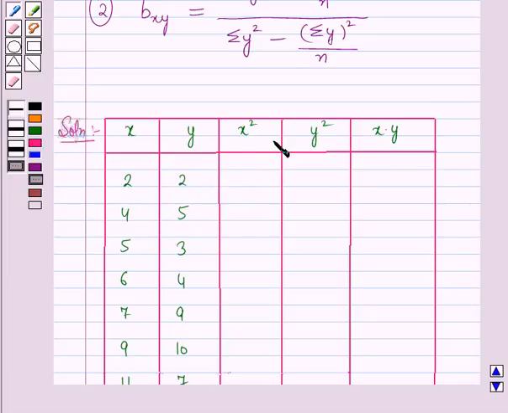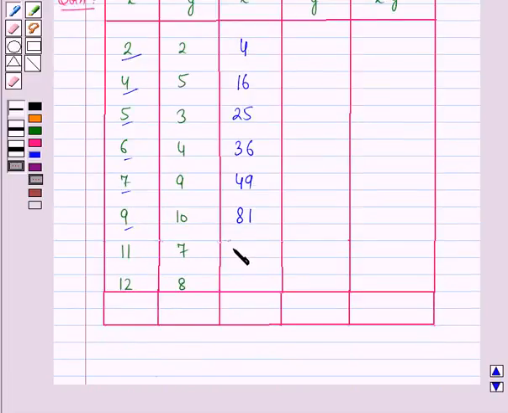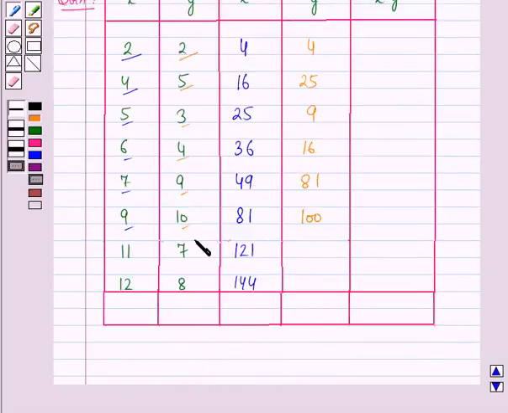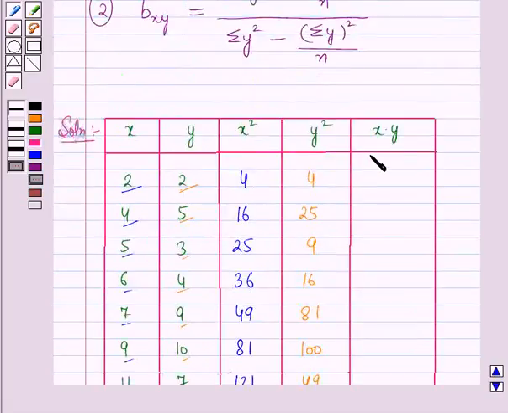Now let us find x square. Here x is equal to 2, so x square will be 4. Here x is 4, so x square will be 16, 5 square is 25, 6 square is 36, 7 square is 49, 9 square is 81, 11 square is 121, 12 square is 144. And now we will find y square by squaring different values of y. Here y is equal to 2 and 2 square is 4, 5 square is 25, 3 square is 9, 4 square is 16, 9 square is 81, 10 square is 100, 7 square is 49, 8 square is 64.